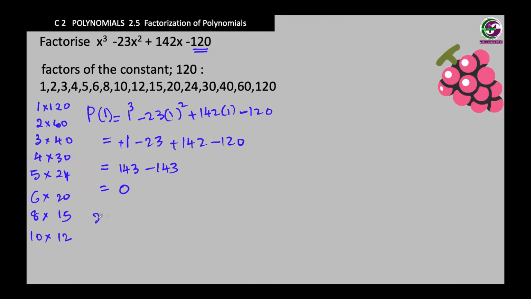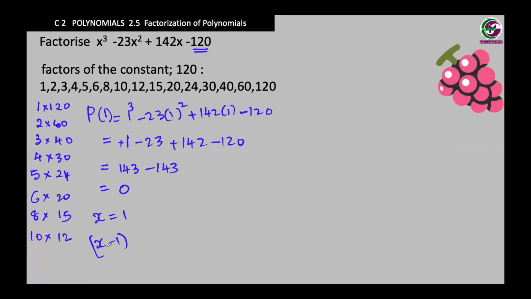So x equal to 1 is a factor, which means we can say that x minus 1 is a polynomial that you can divide into x cubed minus 23x squared plus 142x minus 120. You will get a remainder 0. That's what we learned in the remainder theorem. If the remainder is 0, the divisor is a factor.